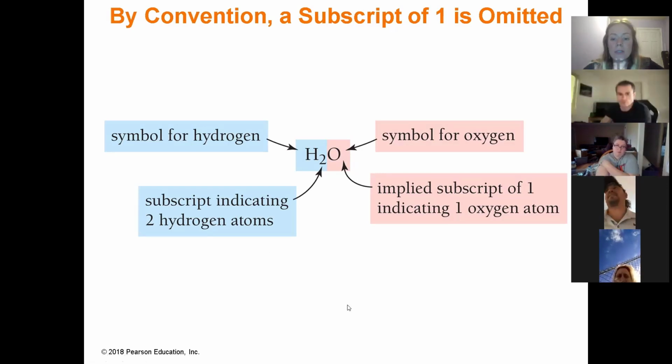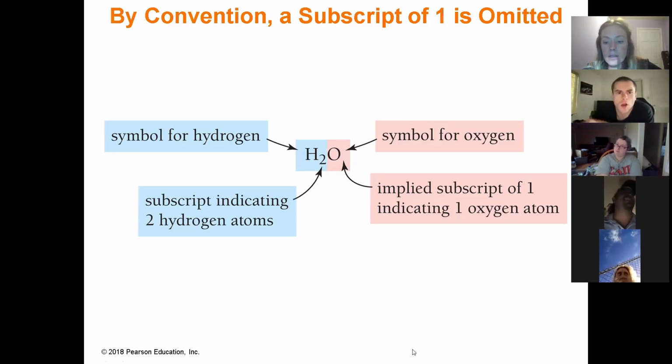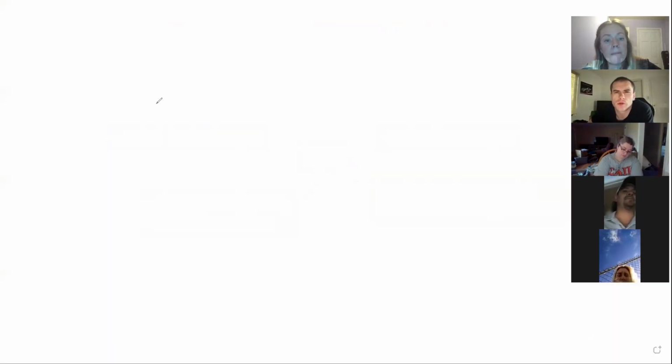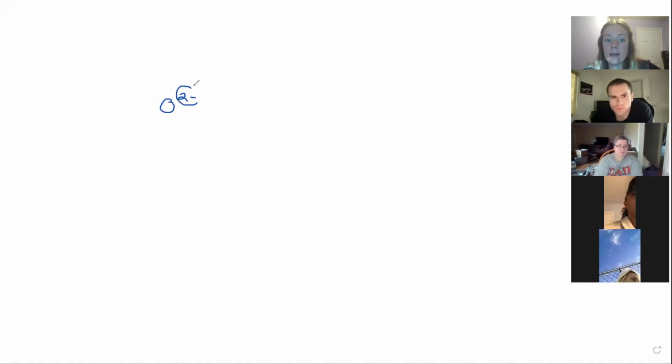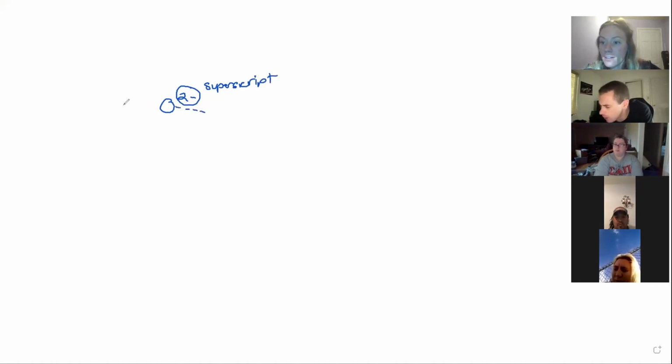Good time to separate a subscript from a superscript, because this seems to always mess people up. O2 minus, okay, this is a superscript, meaning it's sitting above the middle ground of where the letters are. Superscript is talking about charge, specifically superscript on the back end. If you had a superscript on the front end here, this would be the mass, the atomic mass, for like an isotope.